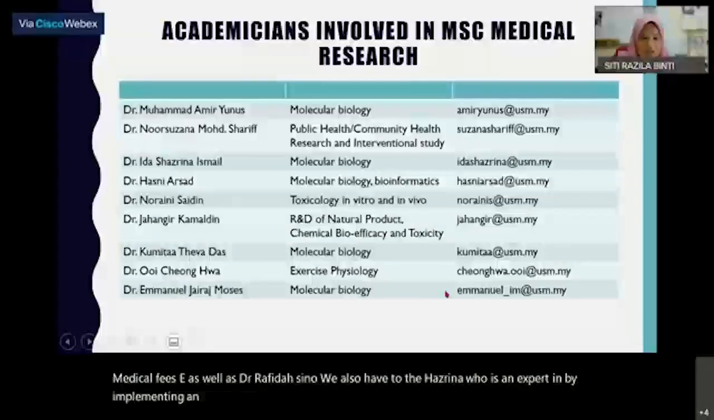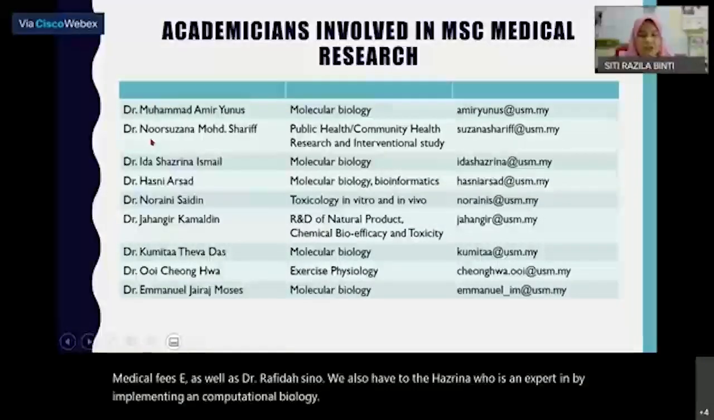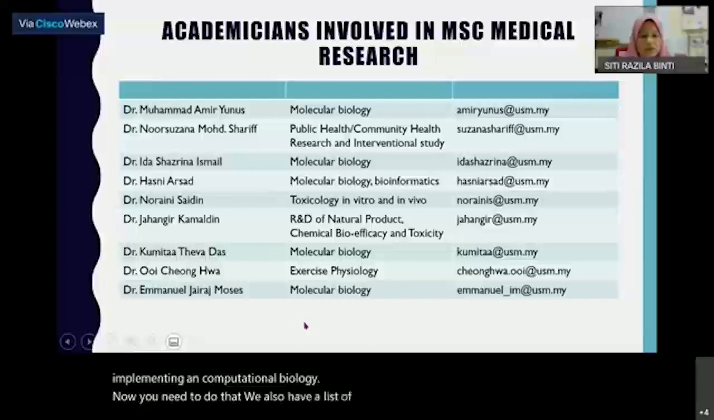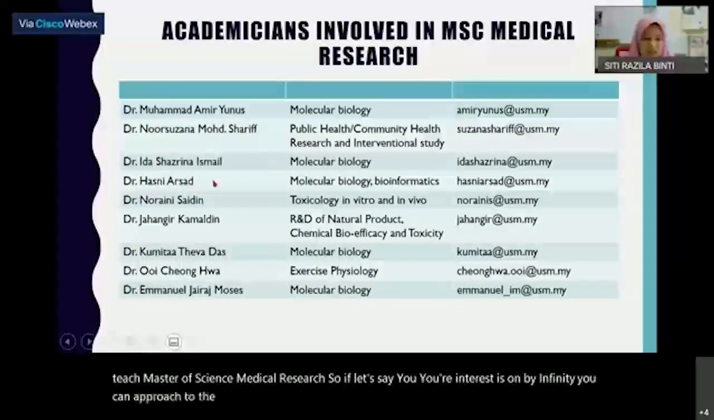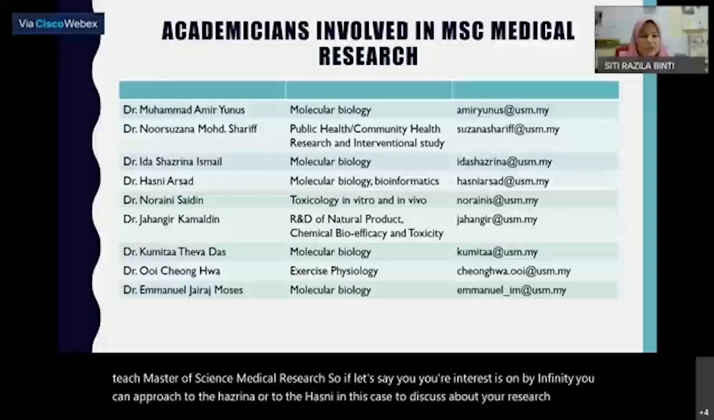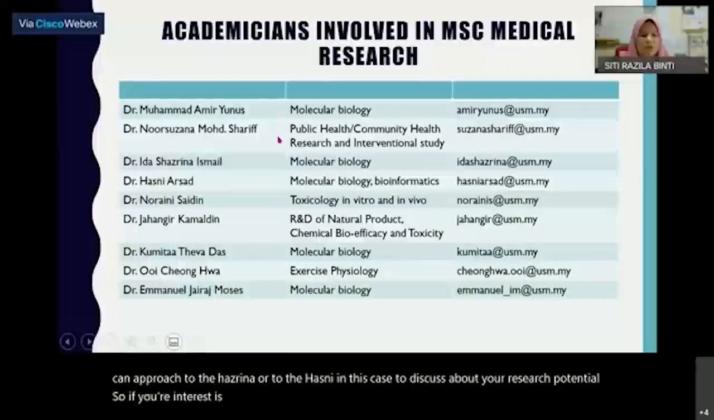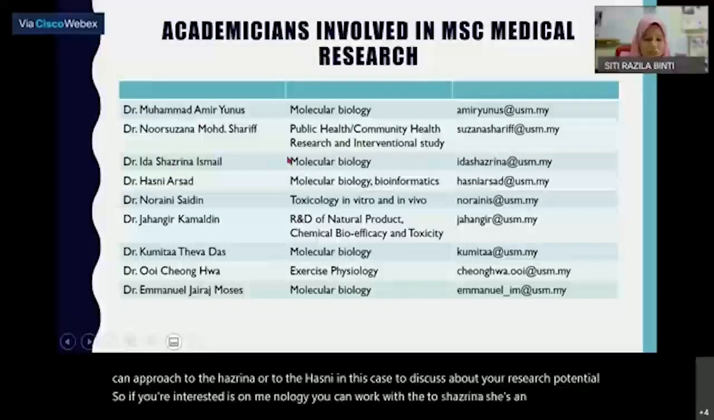Not limited to that, we also have a list of lecturers here who are directly involved in teaching the Master of Science Medical Research. If your interest is in bioinformatics, you can approach Dr. Hazrina or Dr. Hasni to discuss your research potential. If your interest is in immunology, you can work with Dr. Ida Shazrina. She is an expert in molecular biology as well as immunology.